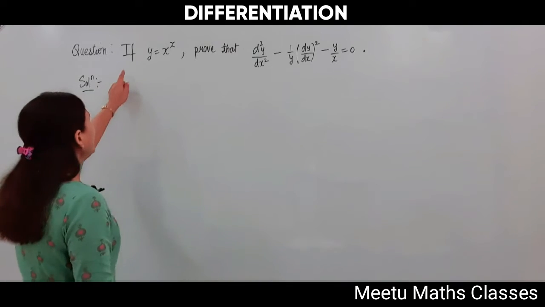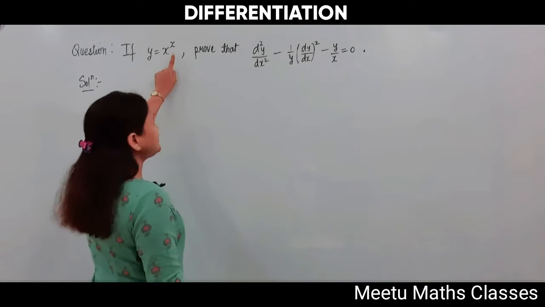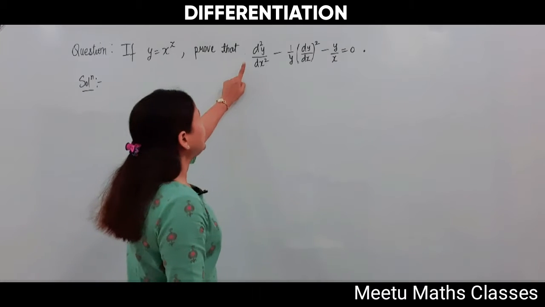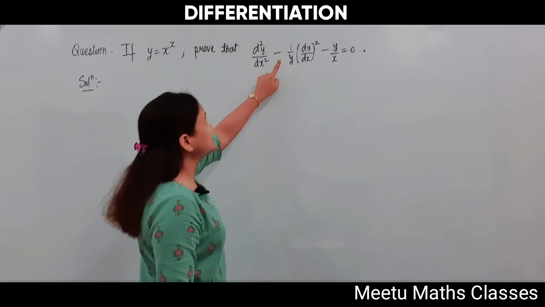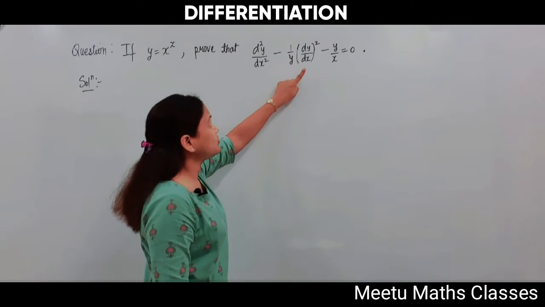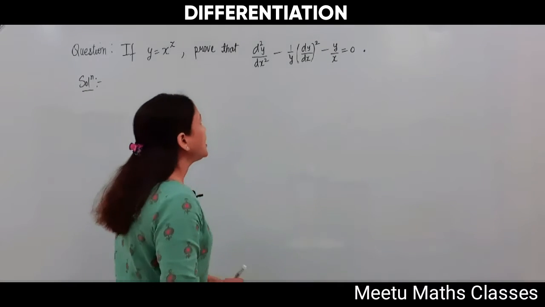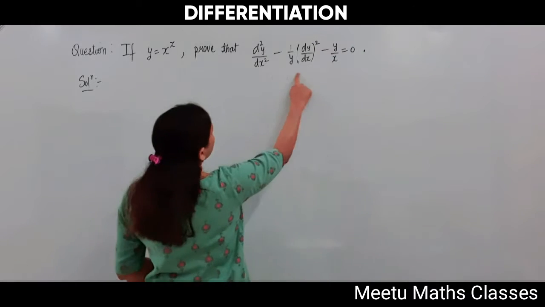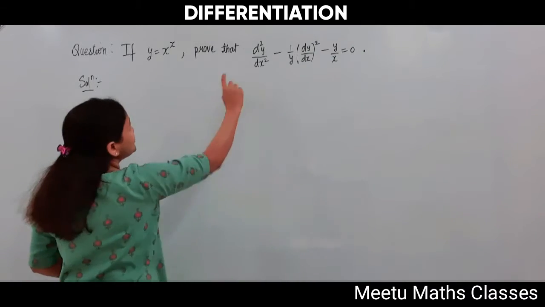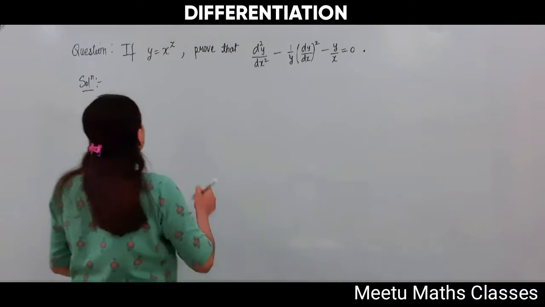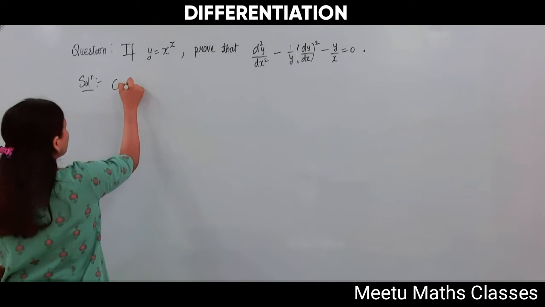Your question is, if y is equal to x raised to power x, then prove that d square y by dx square minus 1 upon y (dy by dx) whole square minus y by x is equal to 0. Now, to prove this type of expression, we have to differentiate y twice. So, let us consider our function first.